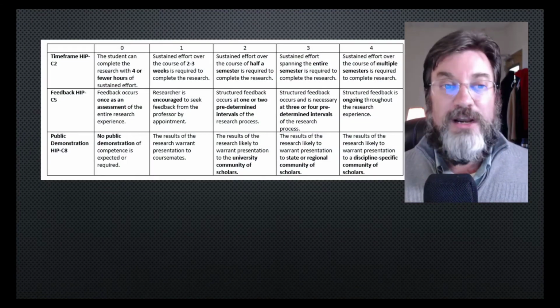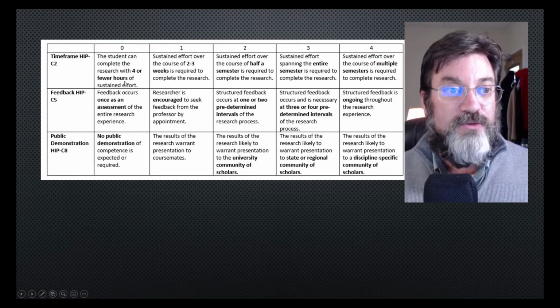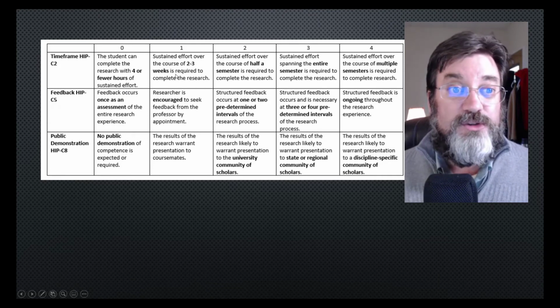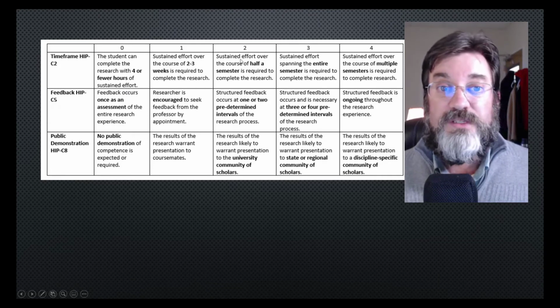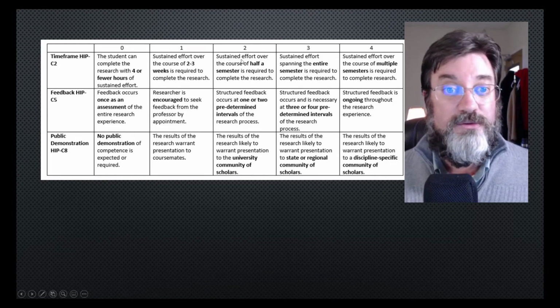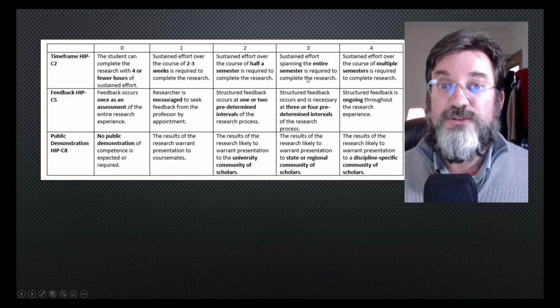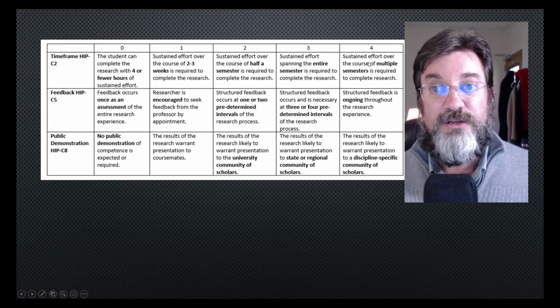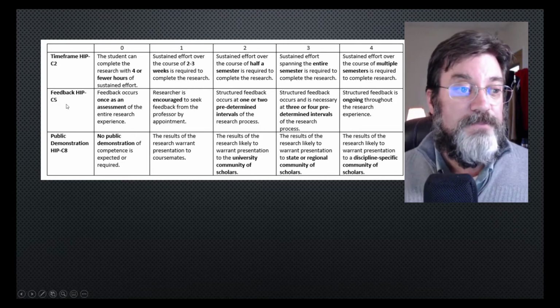All right, time frame. Student can complete the research within 4 or fewer hours. That's not research. Sustained effort over the course of 2 or 3 weeks is required: 1 point. Sustained effort over the course of half a semester is required: 2 points. Sustained effort spanning the entire semester is required: 3 points. Sustained effort over the course of multiple semesters is required to complete the research: 4 points for that.